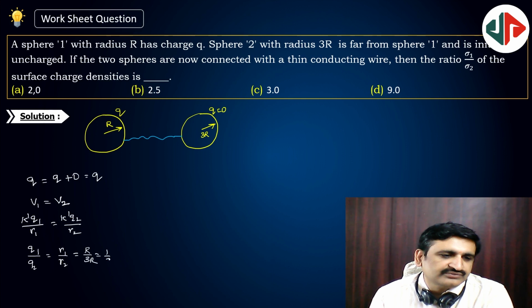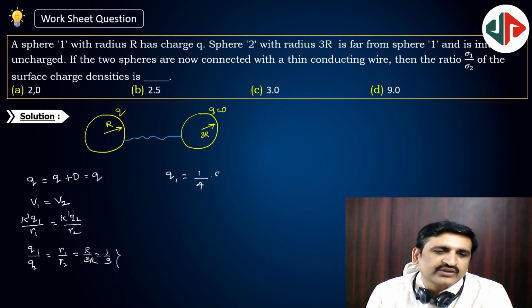1:3 will be. Now I can get q1. q1 is equal to 1 part out of 4 parts, since 1 plus 3 is 4 parts of the q. And q2 is equal to 3 parts out of 4 parts of q.